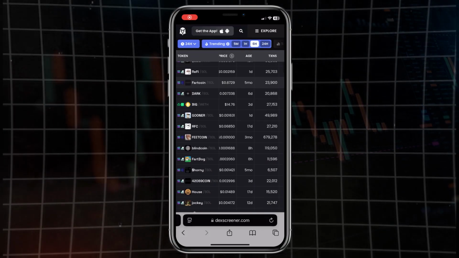That's how DEX Screener helps to see the market, find tokens, and understand where money can be made. It's not hard if you figure out where to look. Now you know how to use DEX Screener step by step.